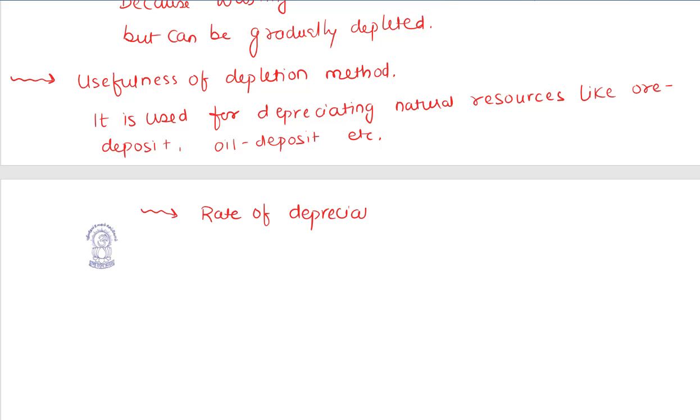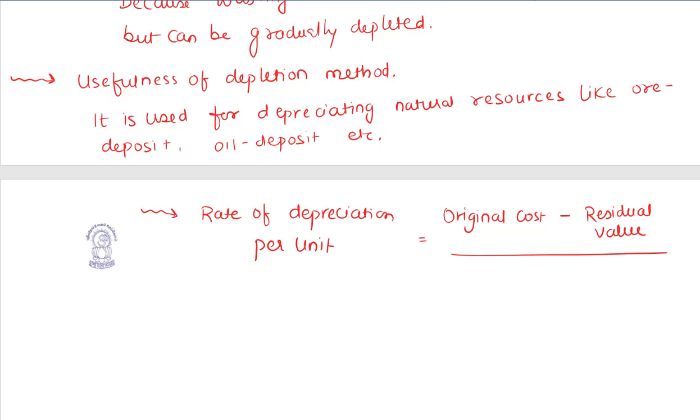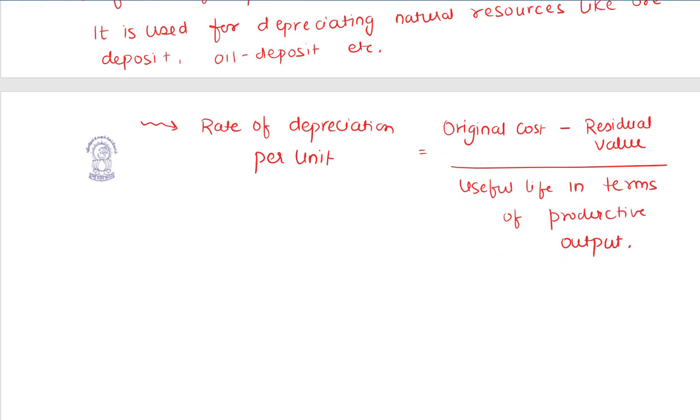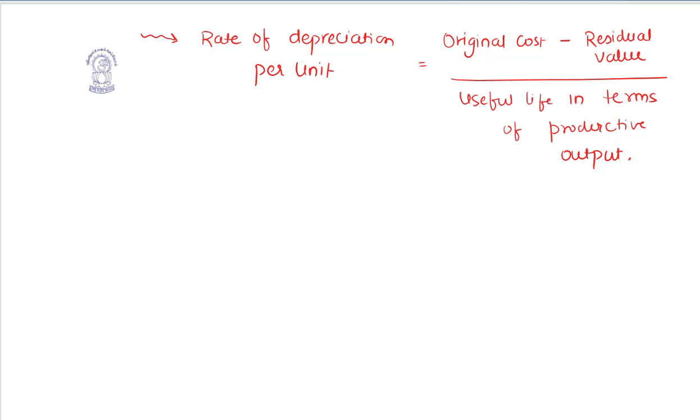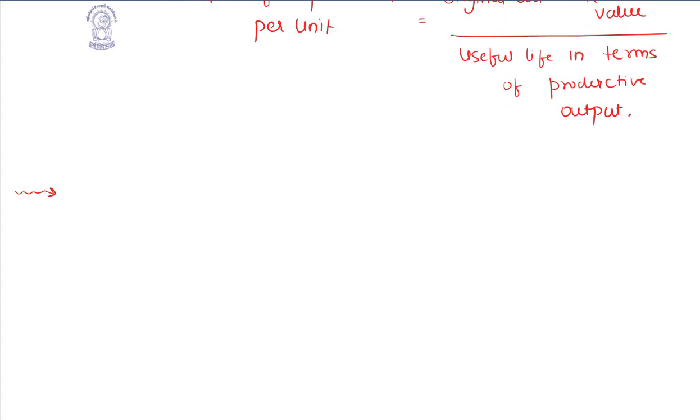Rate of depreciation per unit equals original cost minus scrap value divided by useful life in terms of productive output. Continue.